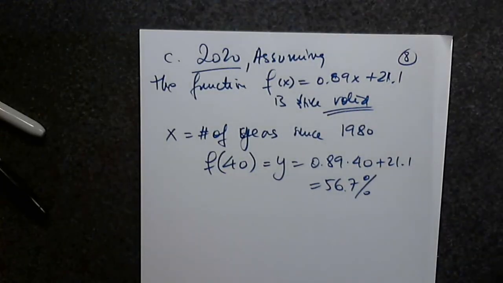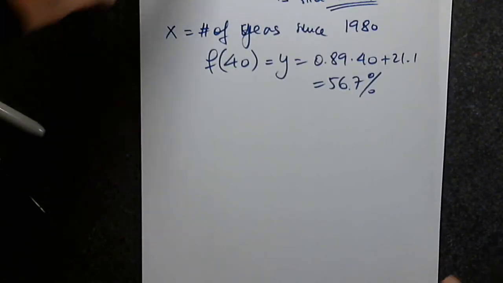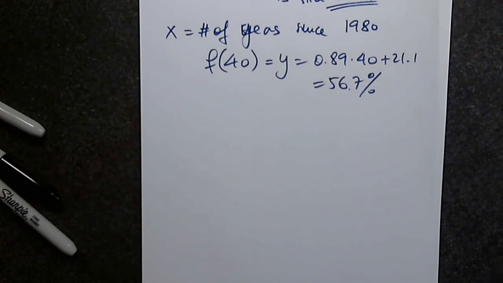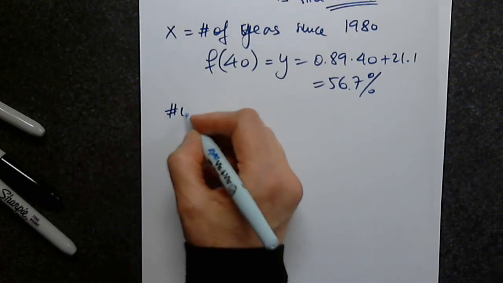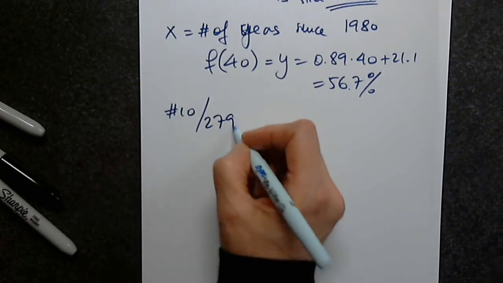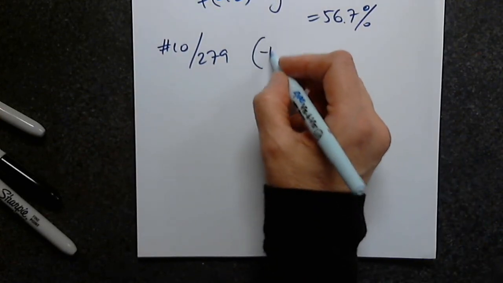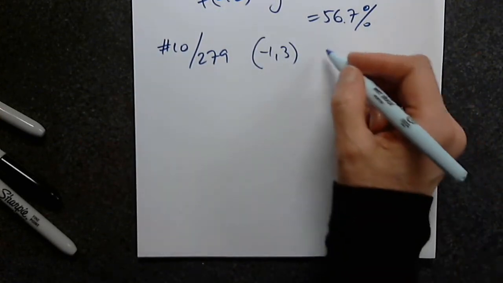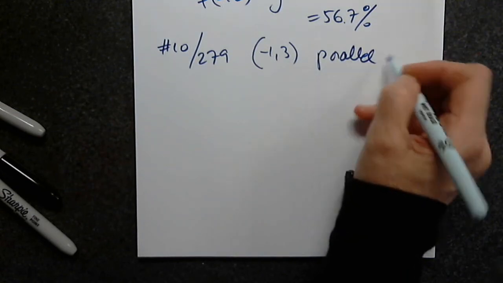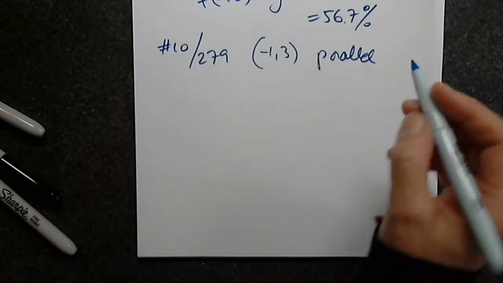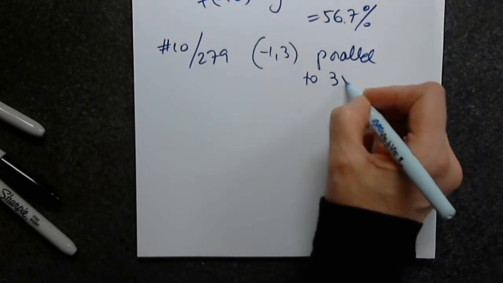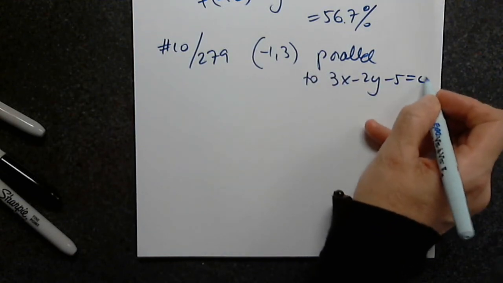So now we still have, yes, I do have 15 minutes. Let's talk about parallel and perpendicular lines. On page 279, problem 10. A line is passing through the point (-1, 3) and is parallel to the line whose equation is 3x minus 2y minus 5 equals 0.